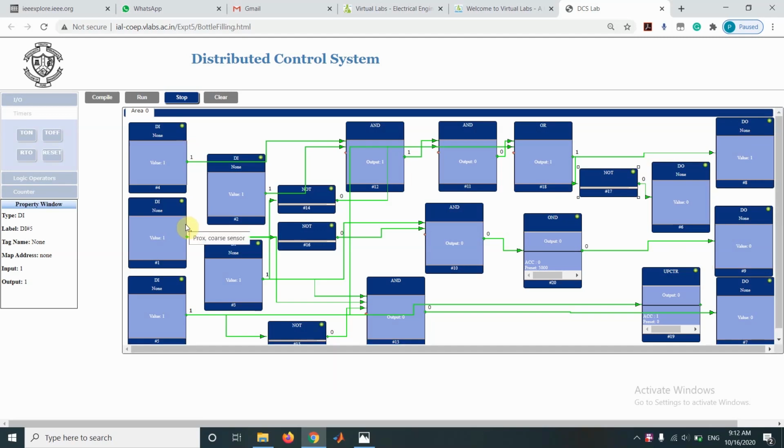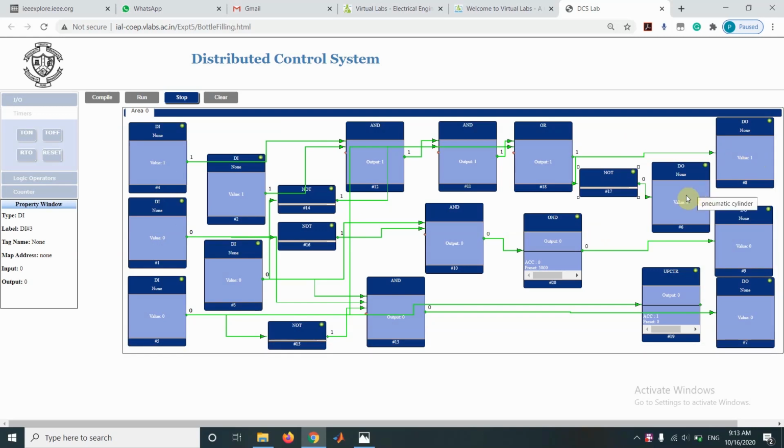So this process would keep repeating, and when the new bottle is kept, all the three sensors would input 0, as it can be seen. New bottle is kept, again the conveyor motor would be running and the same cycle would continue.